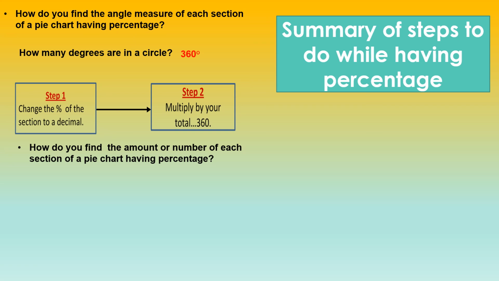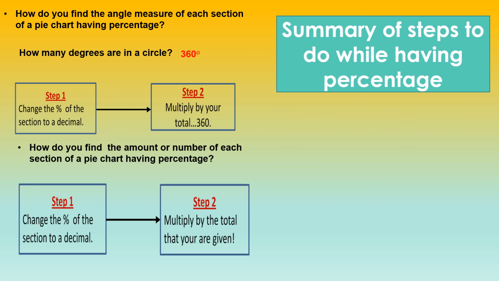How do you find the amount or number of each section of a pie chart having percentage? Step 1, change the percentage of the section to a decimal and then multiply by the total that you are given.